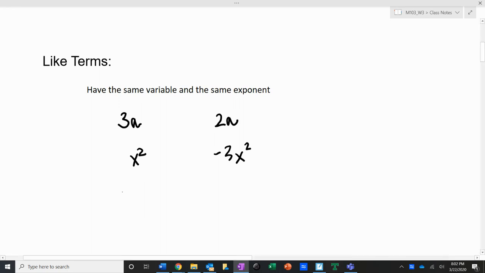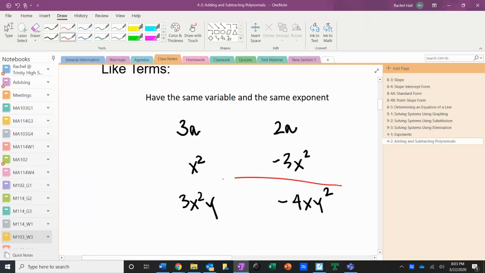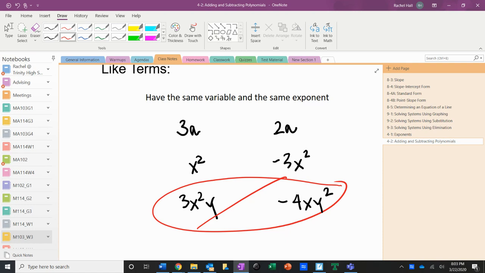Let me give you another example here. What do you think about these two? Do you think that they are like terms? Well, they have the same variables, both containing an x and a y. However, the exponent is not in the same location. Therefore, these two would not be considered like terms. So your variable and your exponent has to be in the same location in order for them to be considered alike. Okay.